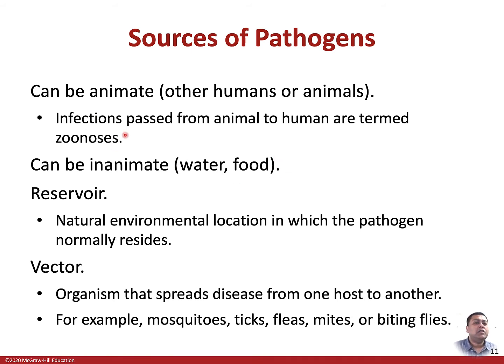On the other hand, the classic example for zoonosis is rabies. That is the most common. You can see that right here. Rabies can be carried by cats, dogs, raccoons, skunks. These are potentially rabid animals and can carry the rabies virus. On the other hand, the reservoir could be a natural environmental location in which the pathogen normally resides. So this could be a water body which could be infected by some particular pathogen.